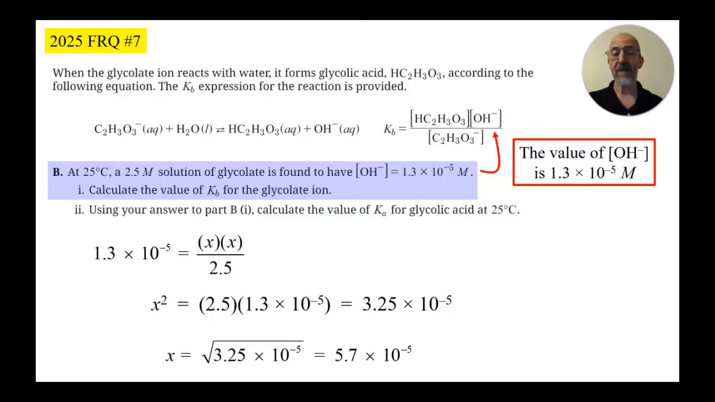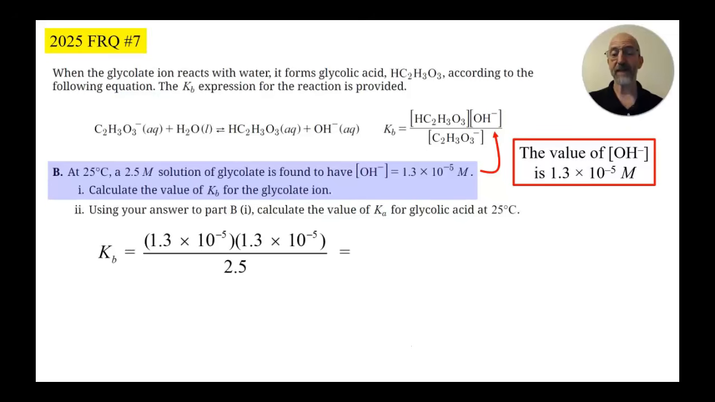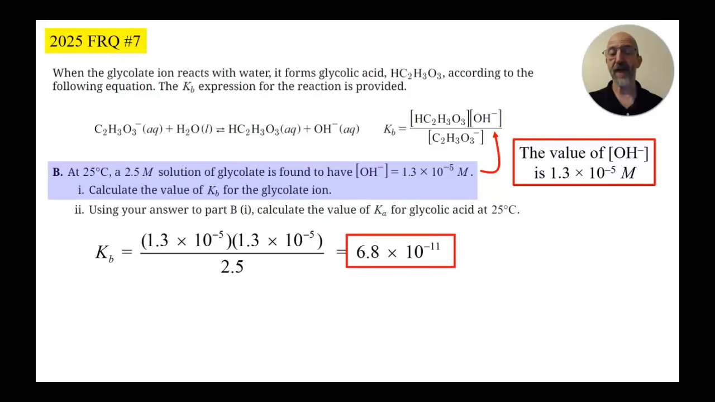And then what about the other substance in the numerator? Well, it's going to be based on the 1-to-1 mole ratio on the right side of the equation. It's going to be that same number again. So the 2.5 is in the denominator. The 1.3 times 10 to the negative 5 is in the numerator twice because of the 1-to-1 mole ratio. I'm going to square that number. So 1.3 times 10 to the negative 5 squared divided by 2.5, and that is my value of Kb.